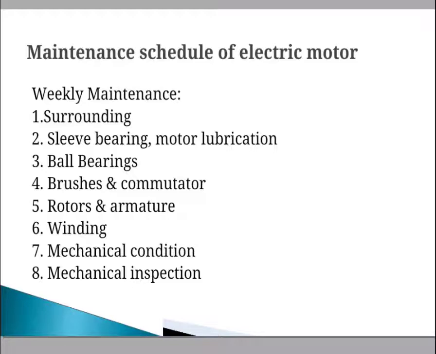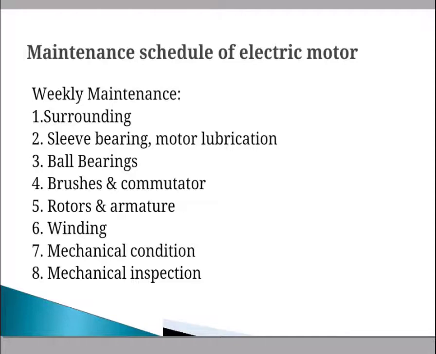Then brush and commutator or ring. Here, note the color and condition of the commutator and brushes. Then, according to the requirement, we have to replace the brushes and commutator segments. The surface of the commutator should be smoothened with the help of sandpaper. Clean the segments of the commutator with the help of a cleaning stick, which is required for a smooth surface of the commutator.